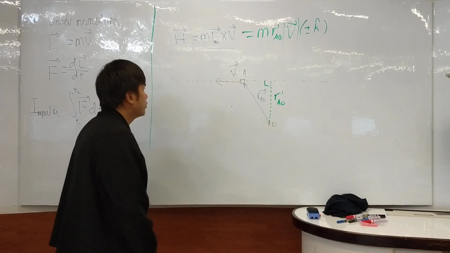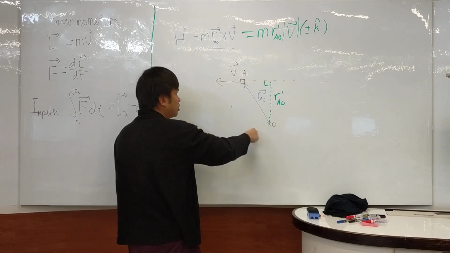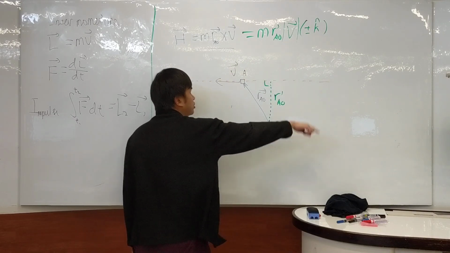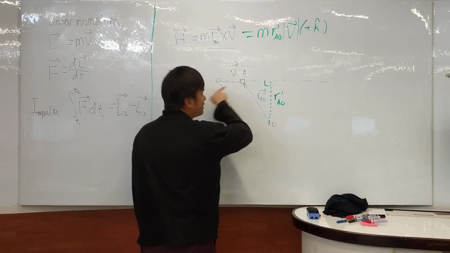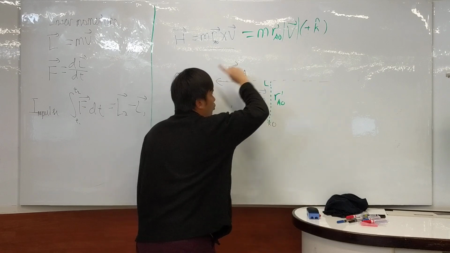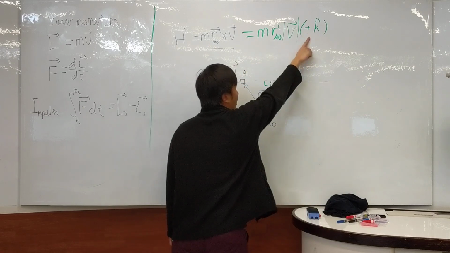So this is basically what is meant by the tendency of the object to rotate about O. In this case, when the velocity is pointing in this direction, the tendency of the object to rotate about O is counterclockwise, so it should be a positive k. If today the velocity is pointing in this direction, there's a tendency to rotate about this center O in a clockwise direction, and hence it's a negative k.